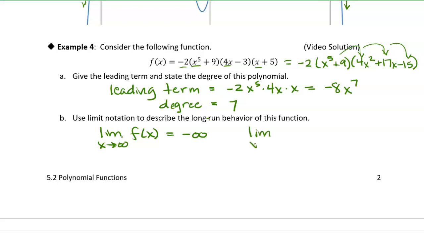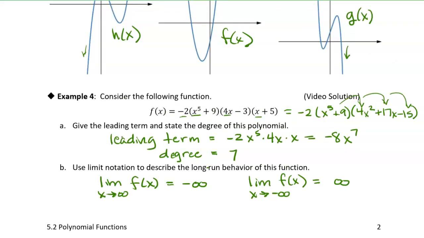And then the limit as x goes to negative infinity, again, we're going to take negative values of x that are going more and more and more negative. We're taking them to the 7th power, right? So a negative to an odd power is going to be negative, but then we're multiplying times a negative 8. So negative times negative is positive. So these are going to get bigger and bigger in the positive direction. So the long-run behavior as x goes to minus infinity is positive infinity. All right, and that's how we can describe the long-run behavior using limit notation.